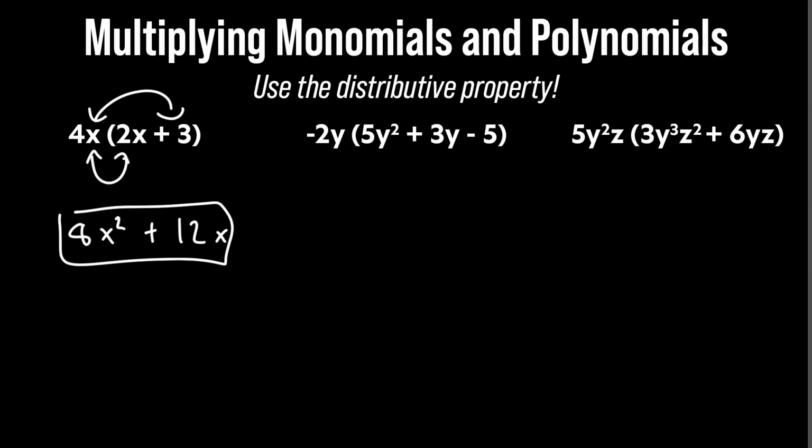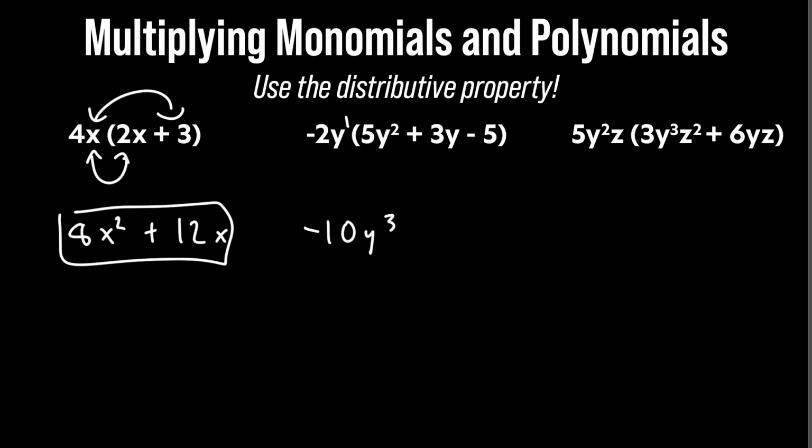The second one's a little bit harder. We have negative 2y times (5y squared plus 3y minus 5). So negative 2y times 5y squared, that's going to be negative 10y cubed. Since negative 2 times 5 is negative 10 and y times y squared, you add the exponents since they're being multiplied together. So y to the first times y to the second is 1 plus 2.